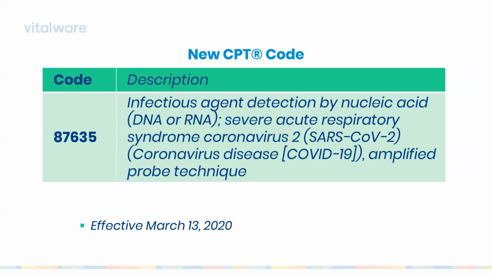So here's our new CPT code. There's so many parentheses and brackets and stuff in here, but basically this is for the novel coronavirus, the COVID-19, when detected by nucleic acid, DNA, or RNA, which I believe is the only way this can be tested right now. So shouldn't be any worries there. And this code is effective on March 13th.